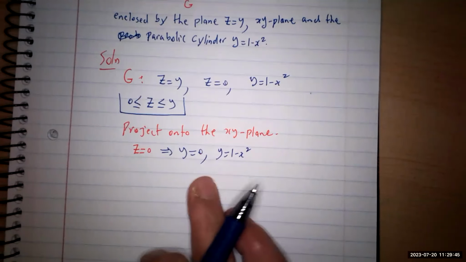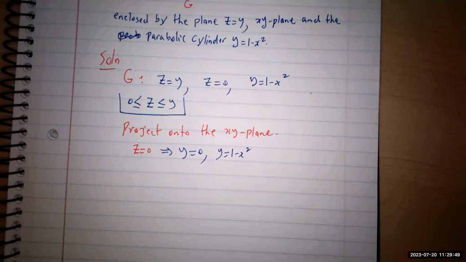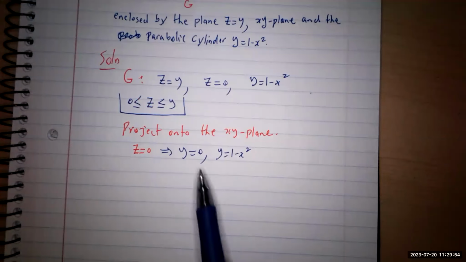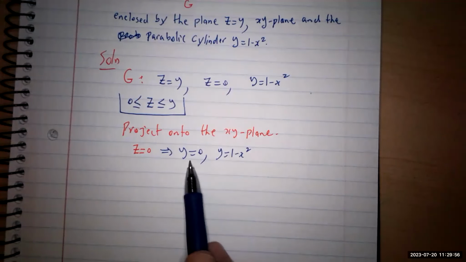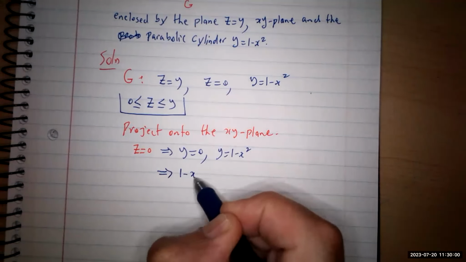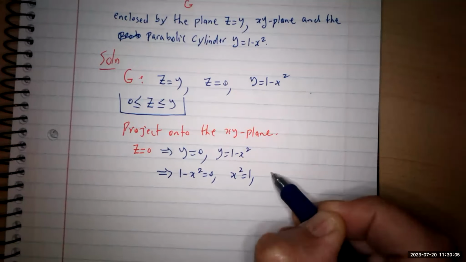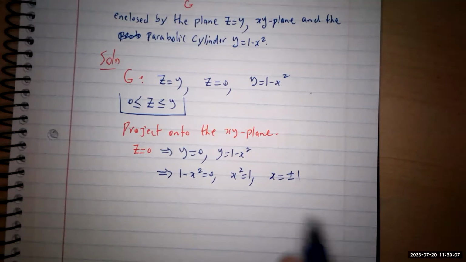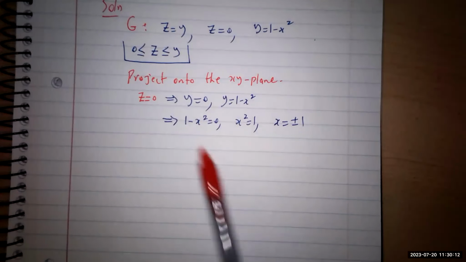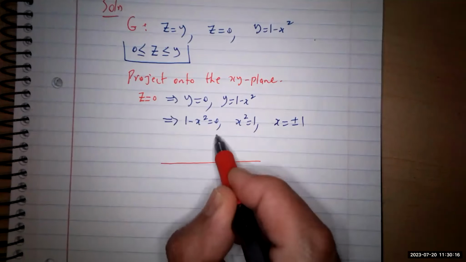Okay, so what does it mean? This means the region, in the two-dimensional case, is where you intersect these together. So this means basically you have 1 minus x squared equal to 0, so x squared equals 1, so x would be positive or negative 1. So that gave you an idea. Y is 0, this is going to be 1. Look at this one.